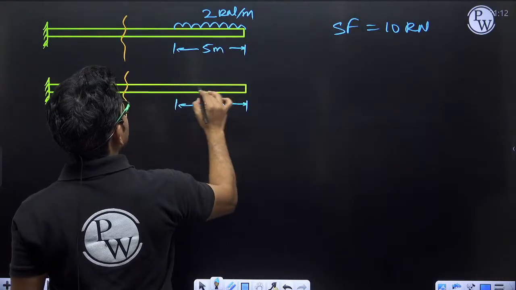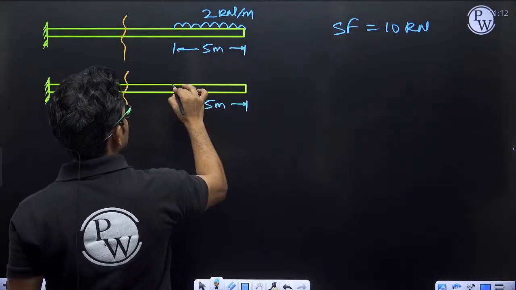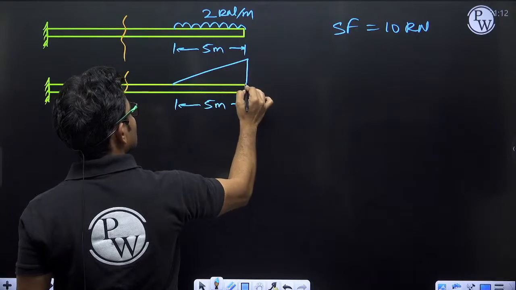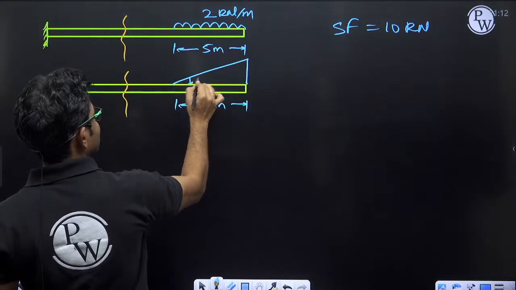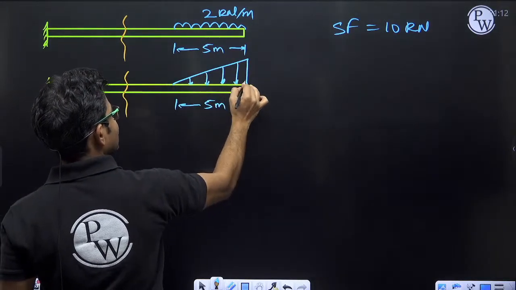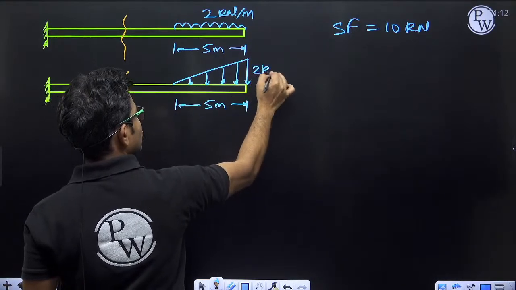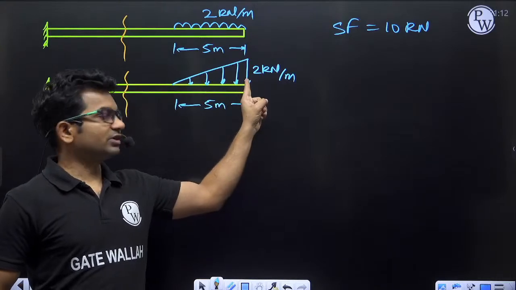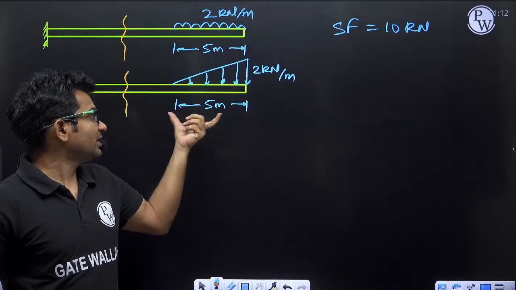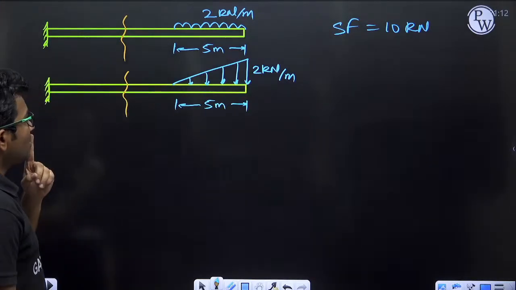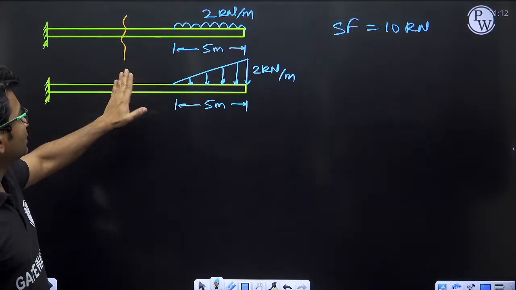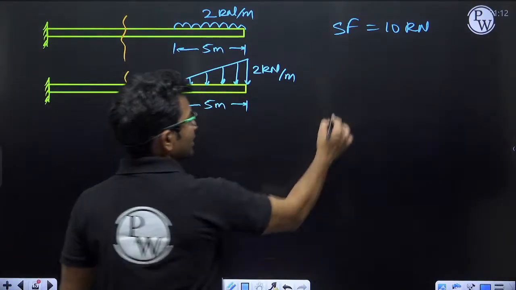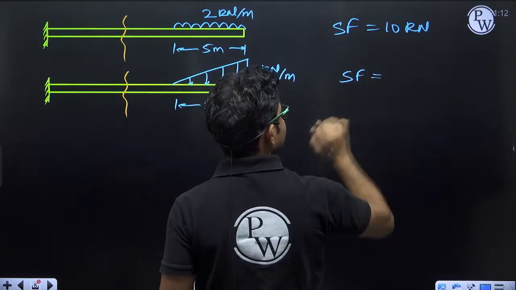I am having a uniformly varying load. Here the loading intensity is 0, and at this location the loading intensity is 2 kilonewton per meter, and this distance is 5 meter. So what will be the shear force at this section? Again, calculate the shear force at this section.